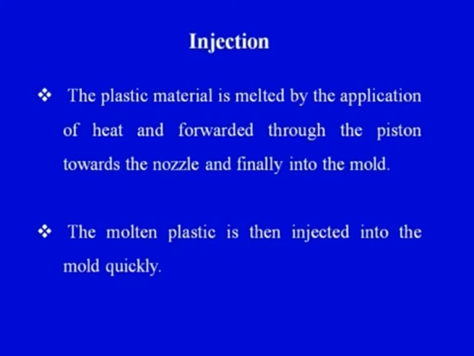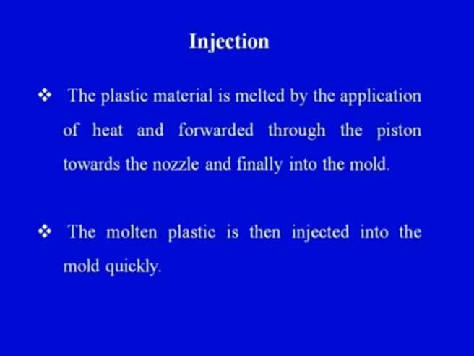First stage is clamping, second stage is injection. The plastic material is melted by the application of heat and forwarded by the piston towards the nozzle and finally into the mold. In injection, as I have already told, the raw material in the form of powder or pellets is fed from the hopper and it is then melted by the application of heat. We have seen in the diagram there are heating elements, and finally it is pushed through the nozzle into the mold cavity. The molten plastic is then injected into the mold quickly.